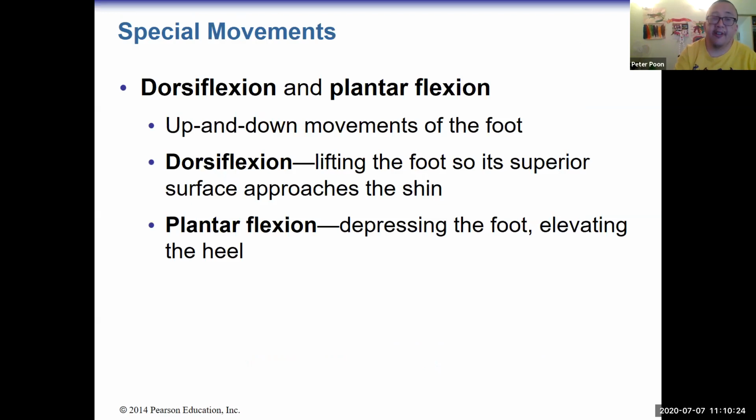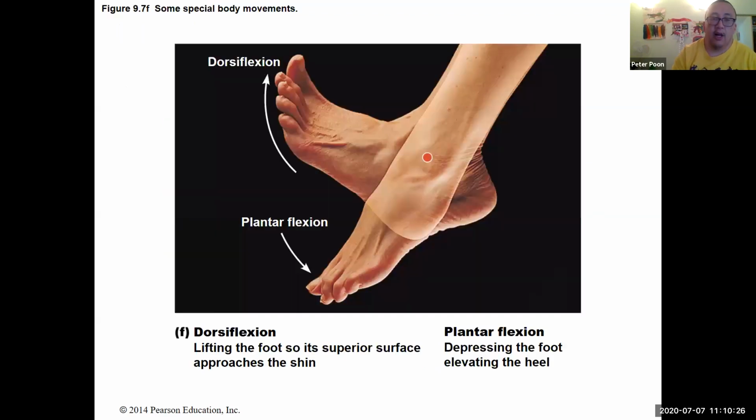Dorsiflexion, plantar flexion. How I'd like to explain it is more simple than that. Plantar flexion is what happens when you stand on your tiptoes. Dorsiflexion is what happens when you rock back on your heels.